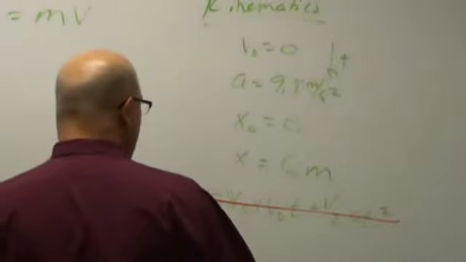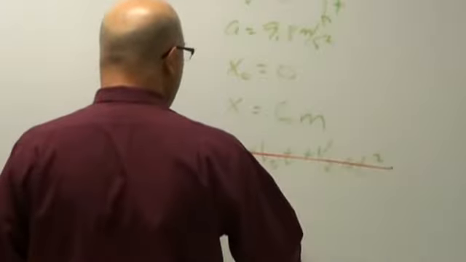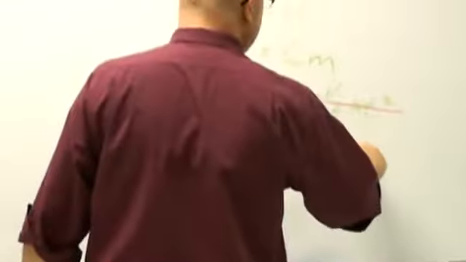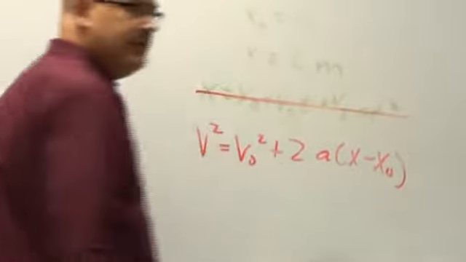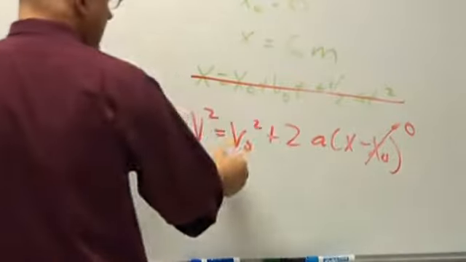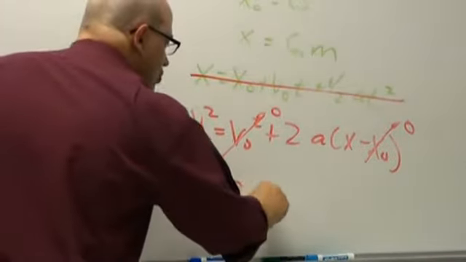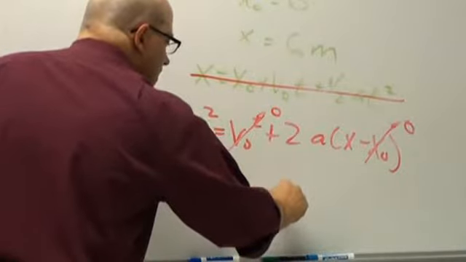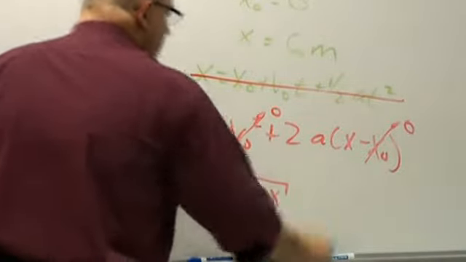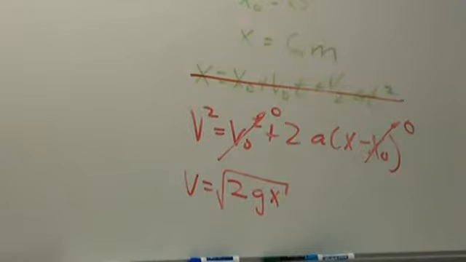How about v squared equals v naught squared plus 2a times x minus x naught? Very nice. That's what I did. And that is 0, and that is 0. And so your final velocity is the square root of 2gx, where x is 6 and g is 9.8.